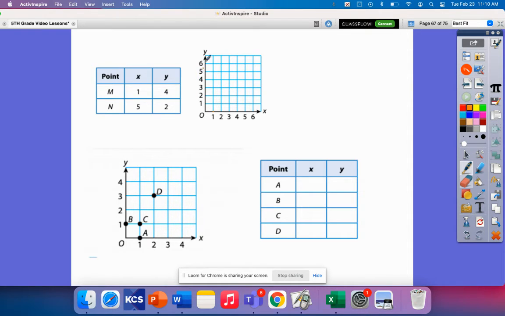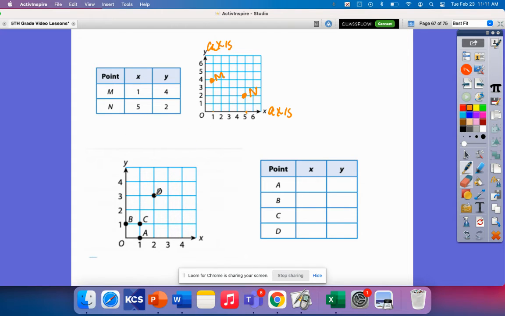I'm going to find 4 on the Y. Let me just label the y-axis and then the x-axis here. So I found 1 and 4, and I'm going to label that as point M. Now the next one is (5, 2). So 5 is my X value. Here is 5. And then my Y value is 2, so I'm going to find the 2. Here is the point, and I'm going to label that N.